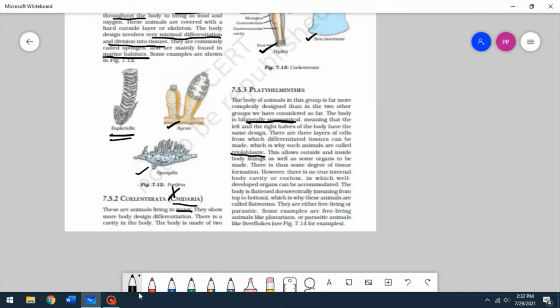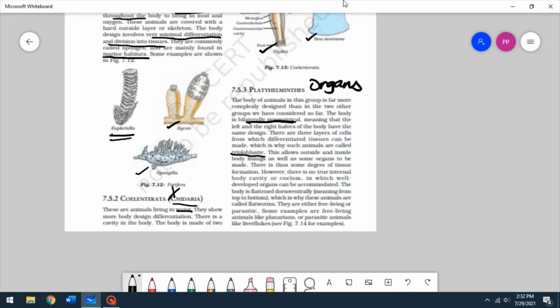So the level of organization for platyhelminthes is organs. Alright, so for Porifera and Cnidaria, it was just tissues. For platyhelminthes, they're slowly moving on to organs. Alright, this allows outside and inside body linings as well as some organs to be made, and there is some degree of tissue formation, but there is no true body cavity or coelom. Coelom is body cavity in which they have developed organs.